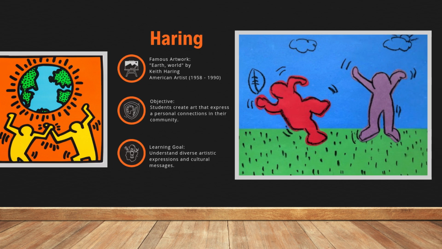Keith Haring's art titled Earth World inspires students to create art that expresses a personal connection in their community. They also strive to understand the diverse artistic expressions and cultural messages.